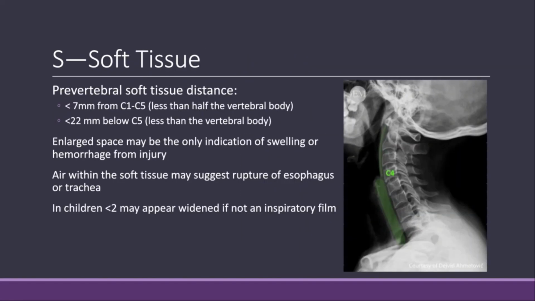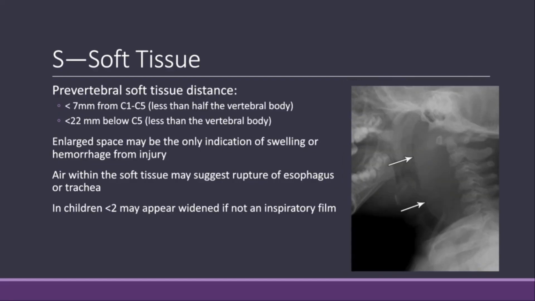S is for soft tissues. The prevertebral soft tissue distance should be less than 7 millimeters from C1 to C5, which can be estimated as less than half of the vertebral body, and less than 22 millimeters below C5, which is less than the vertebral body. Enlarged spaces may be the only indication of swelling or hemorrhage from injury. Air within the soft tissue may suggest rupture of the esophagus or trachea. And do note that in children less than 2, this can appear falsely widened if it's not an inspiratory film. So here we can see one where there is enlargement in those spaces there.